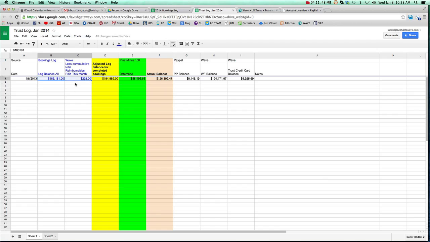Once I have those two numbers, it takes this number, subtracts that from it, and gives me what's called our adjusted log balance. Now we're going to go to the other side. These numbers add up to that number.